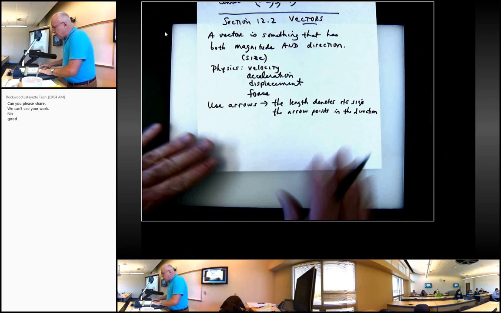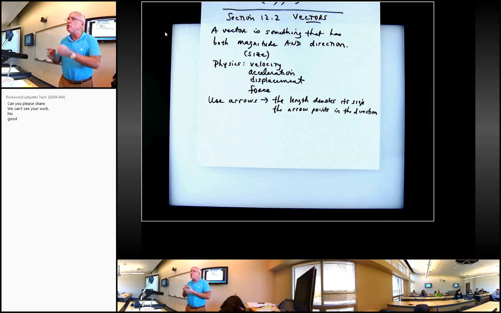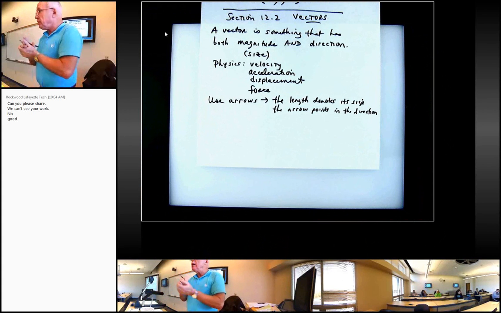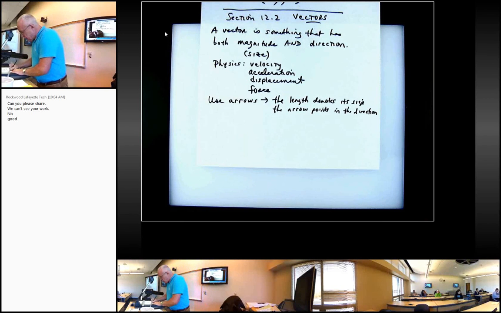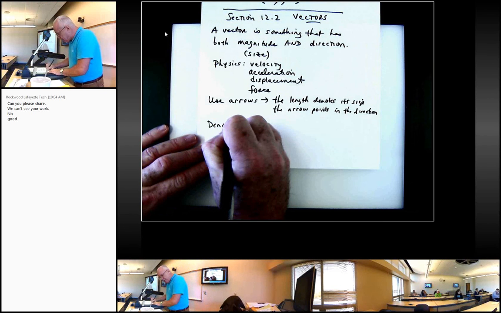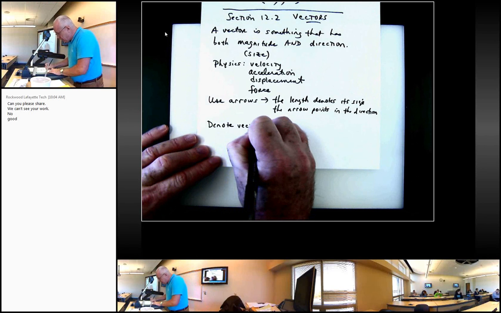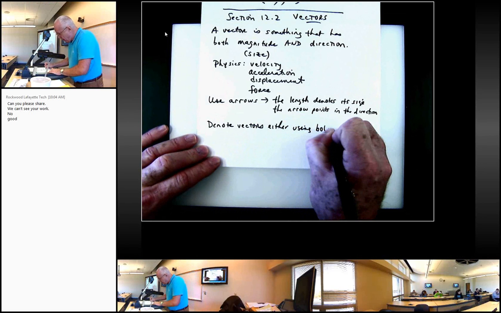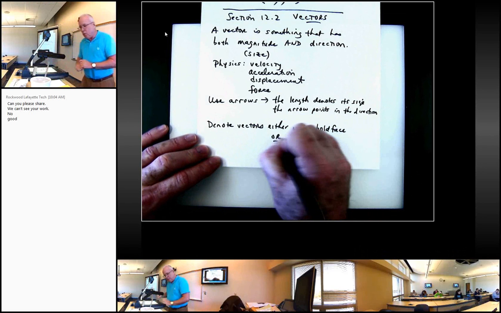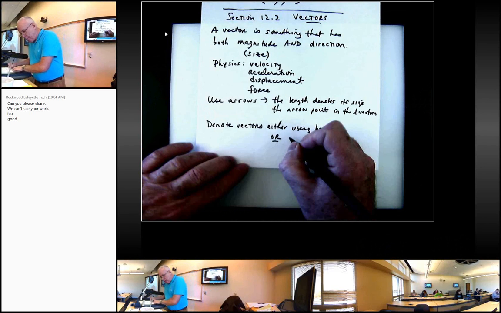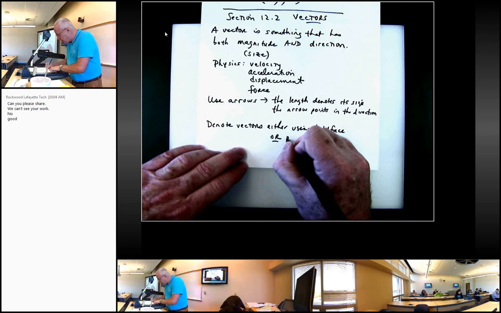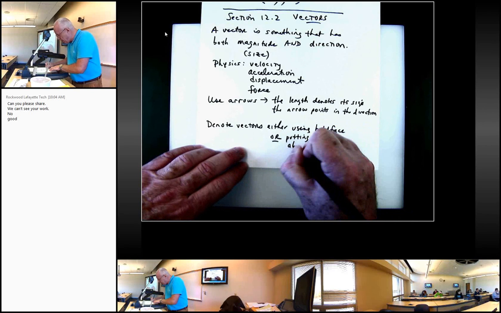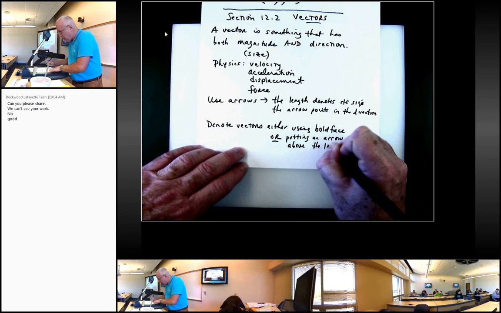Also, just for notation purposes, for vectors, we either write them in boldface or with a little arrow on top of them. So another thing that's important to remember is this. We denote vectors either using boldface or, and this is going to be more common for me, by putting an arrow over the letter. Putting an arrow above the letter. Okay.